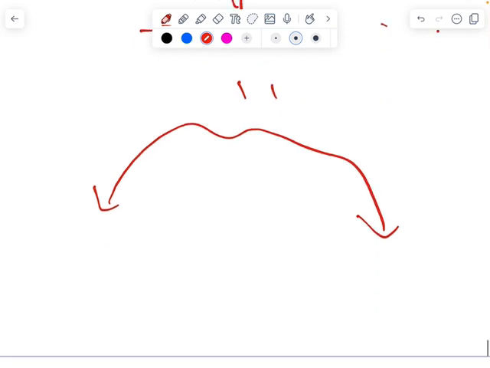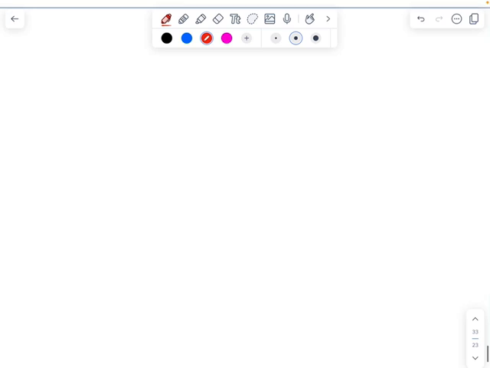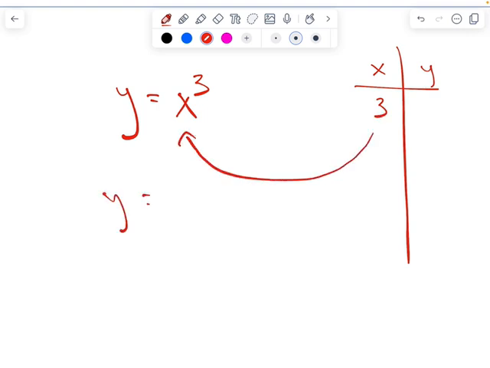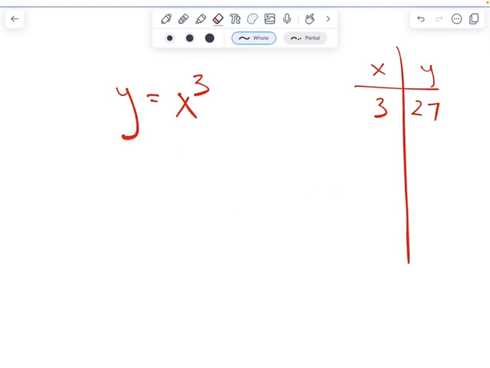Okay, let's talk now about odd degrees. Let's start with something like y equals x cubed. Now, if I make my table of values, x and y, let's choose some positives first. Let's say we do 3. If x is 3 and we plug it in here, y is equal to 3 cubed, which is 27. Let's say I go down and do 2, then 2 cubed is 8. I do 1, 1 cubed is 1, and 0, 0.